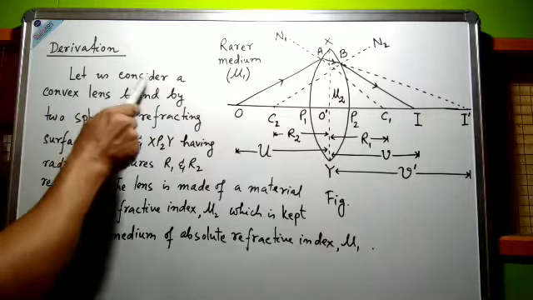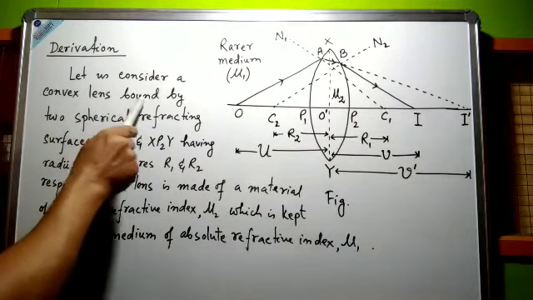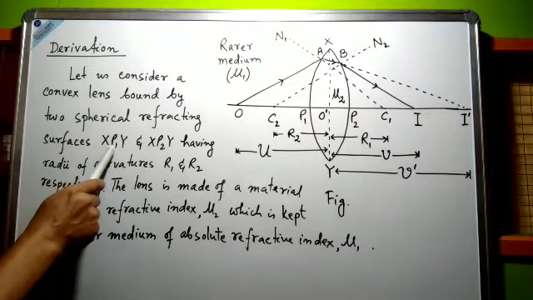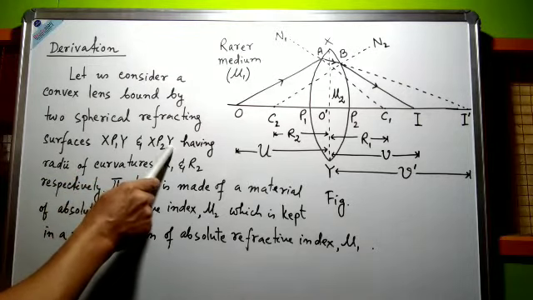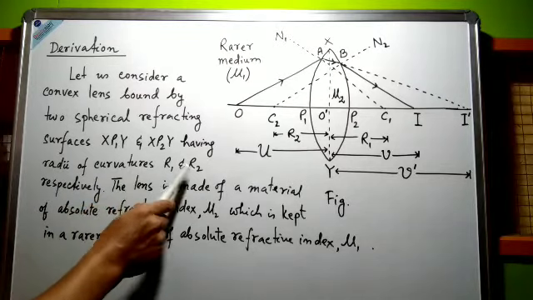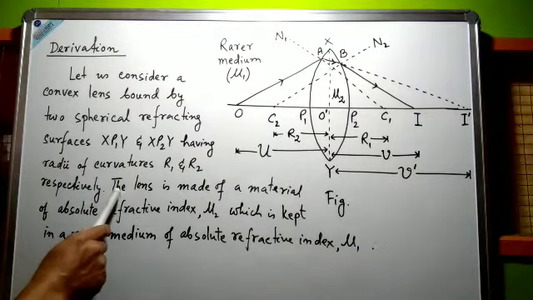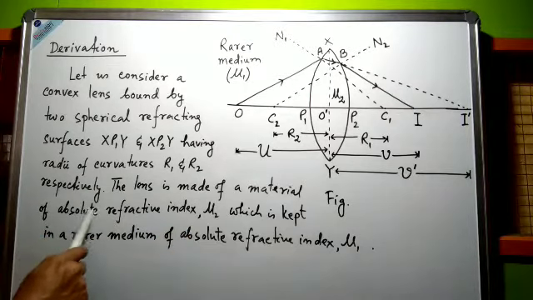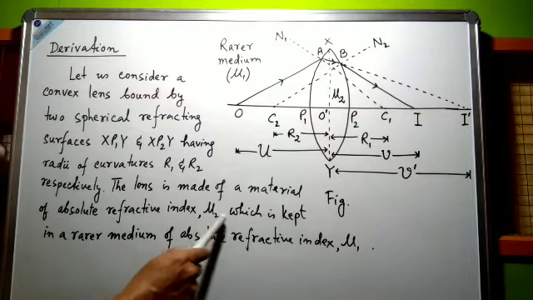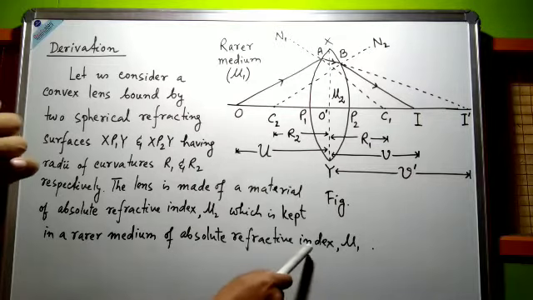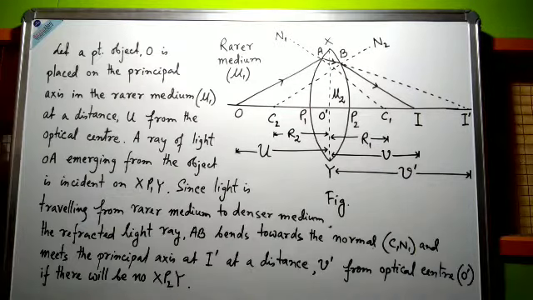Let us consider a convex lens bound by two spherical refracting surfaces XP1Y and XP2Y having radii of curvature R1 and R2 respectively. The lens is made of a material of absolute refractive index mu2, which is kept in a rarer medium of absolute refractive index mu1.